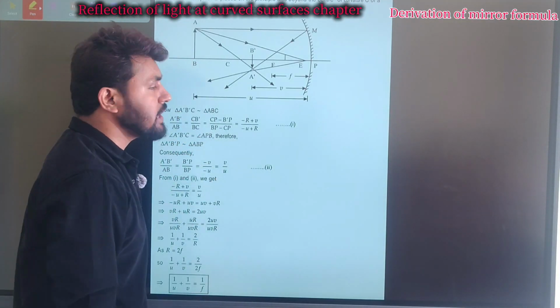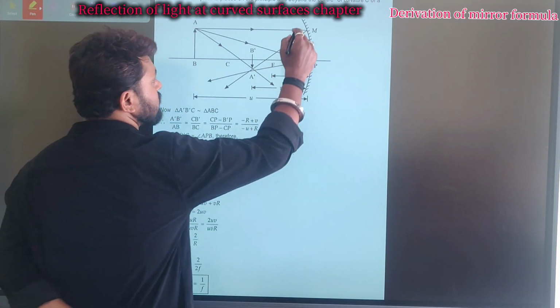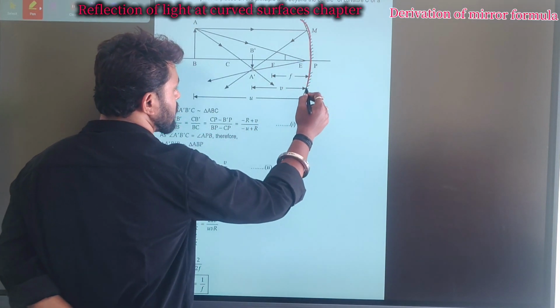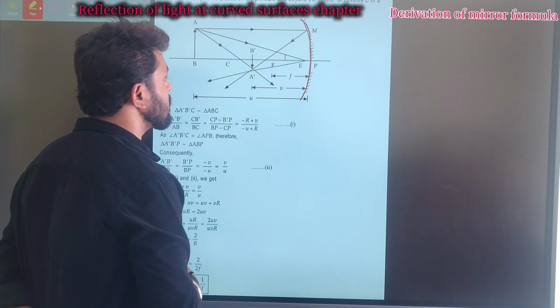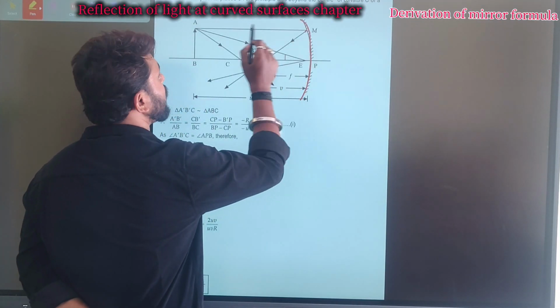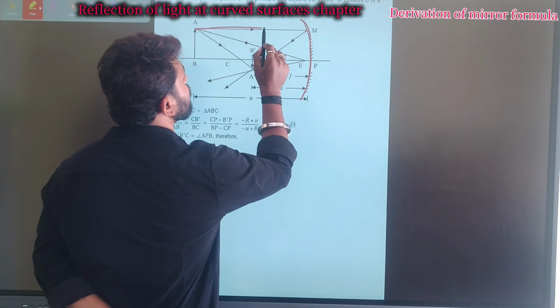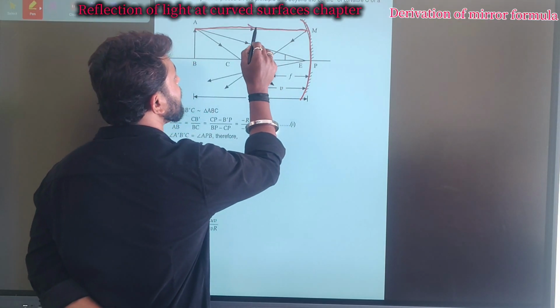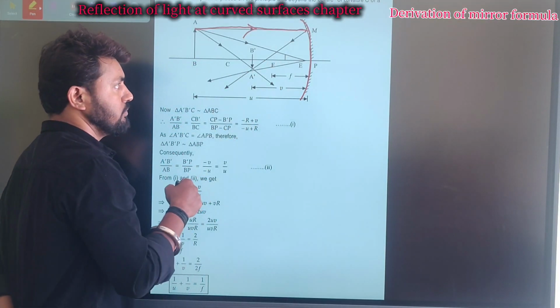Now moving ahead with this derivation that I have. This is a concave mirror, wherein P stands for pole. This is a junction point where the incident ray comes and strikes the mirror.